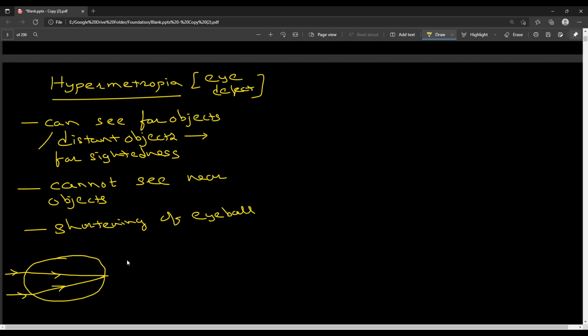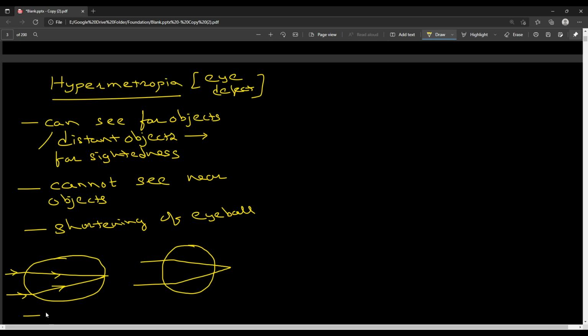But there is a problem. Suppose in case of hypermetropia, the eye becomes short, and the images are created at the back side, behind the retina. So that is called a hypermetropic eye. Technically this is what happens when your eye becomes short. Due to shortening, the images are created behind the retina.